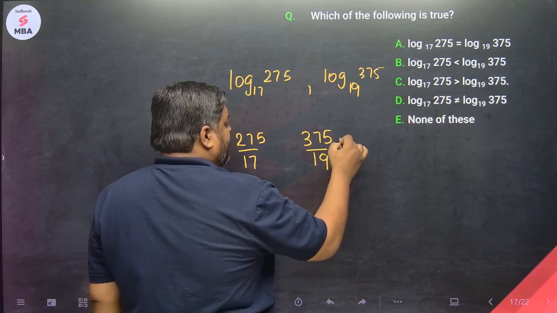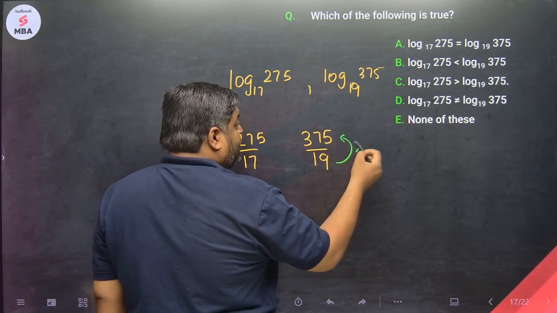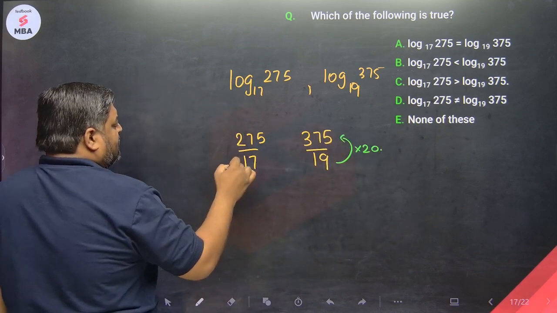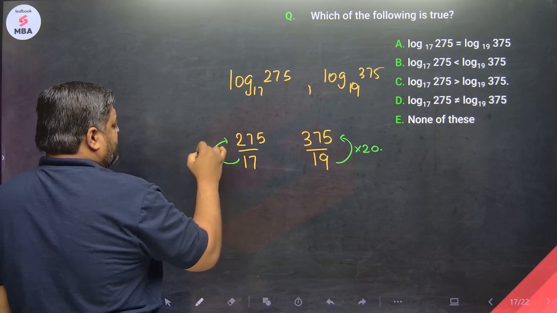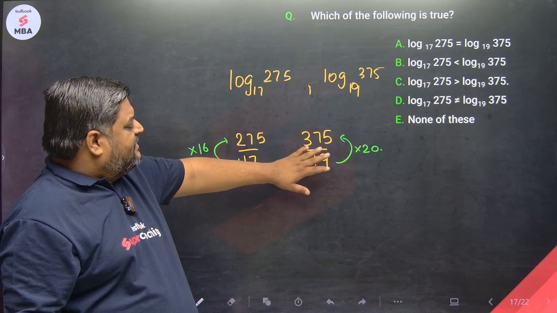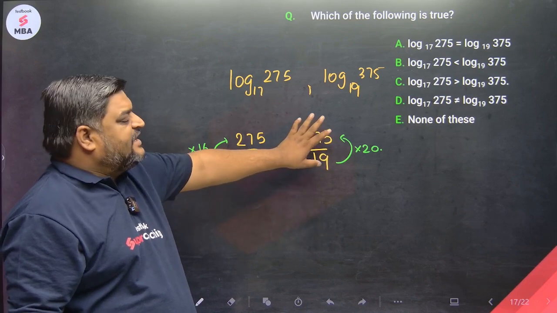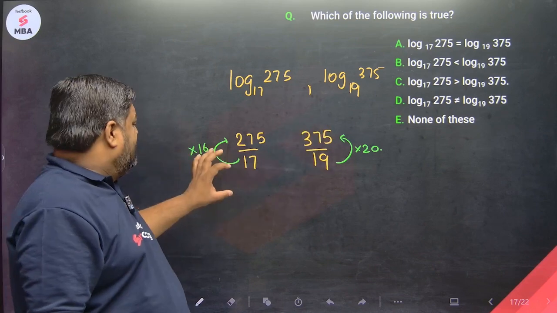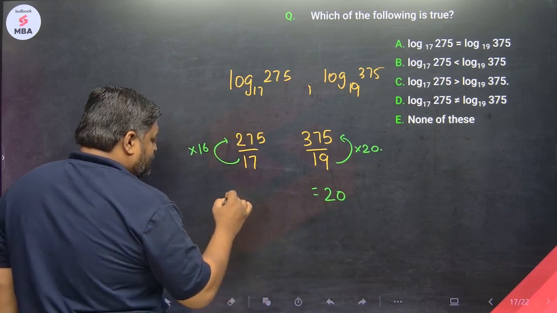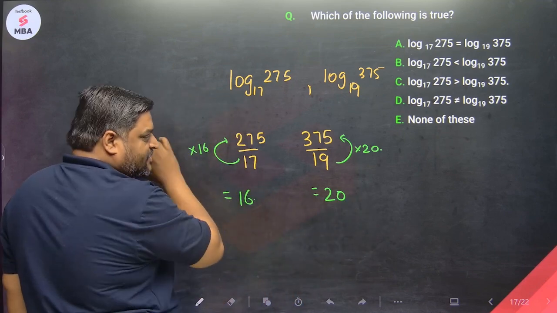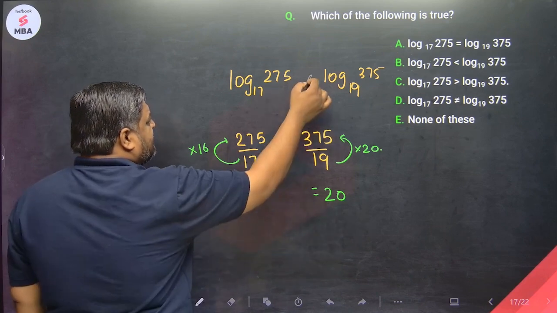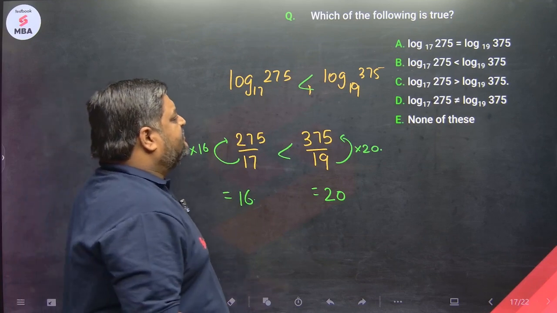नाउ चेक दिस आउट. दिस इज क्लोज टू 20 टाइम्स, and this is close to 16 times. ये पूरा का पूरा कितना आ जाएगा? 20 के आसपास आएगा और ये 16 के पास आएगा. आपको कैलसी की जरूरत नहीं है, बट इफ यू वांट टू चेक यू कैन चेक. So 20 is greater than 16, hence this is greater than this, hence this is greater than this. Answer would be option B.